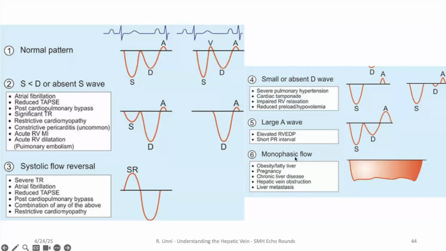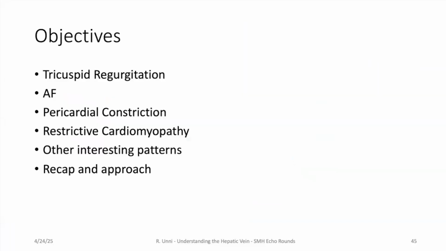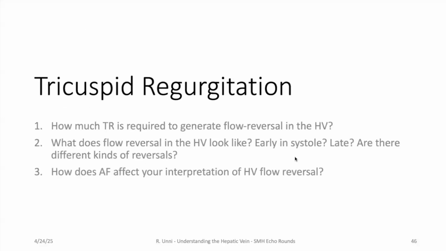So instead of going through each of these, what I'm going to do is we're going to go through the big ones. So we're going to hit tricuspid regurgitation. We're going to talk about atrial fibrillation, constriction, restriction, and then we'll just show a couple of other fun patterns at the end just for interest's sake. Okay. Hepatic vein during tricuspid regurgitation.